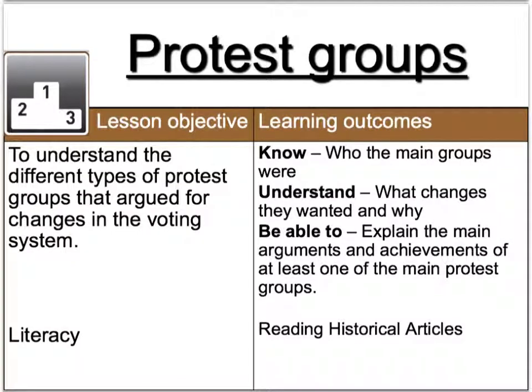So in today's lesson we'll be looking at protest groups, the aim of which is to understand the different types of protest groups that argued for changes in the voting system. We need to know who the main groups were, what changes they wanted and why, and try and look at the arguments and achievements that they put forward and determine how successful they were.